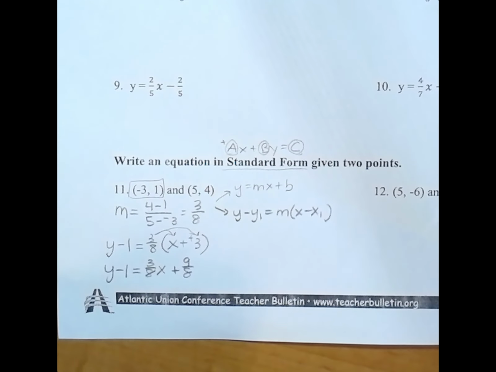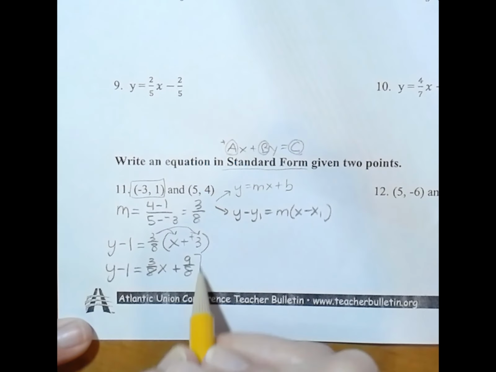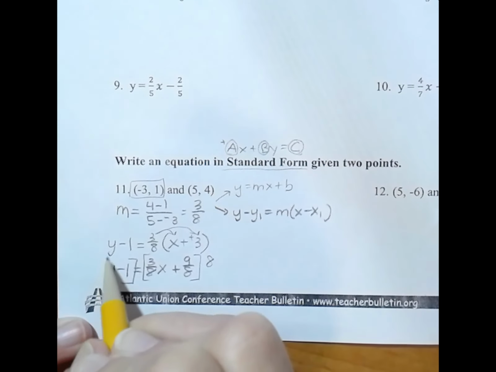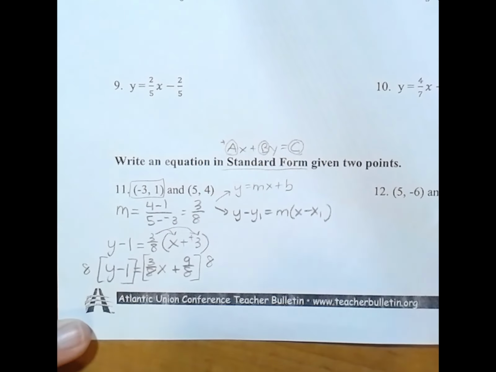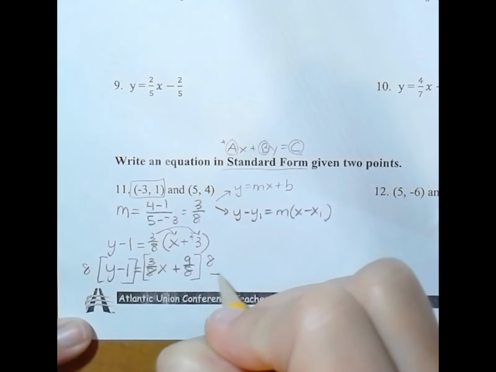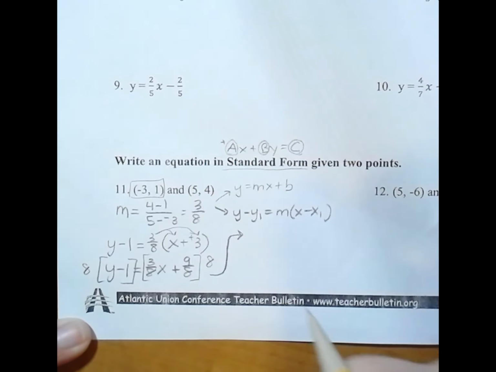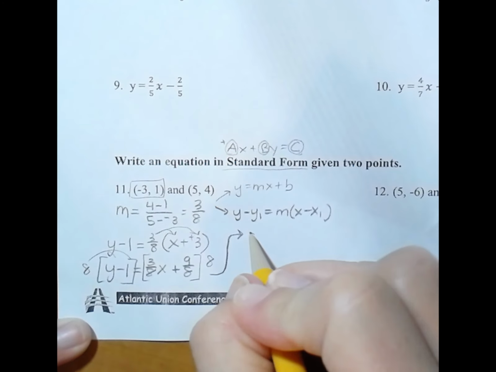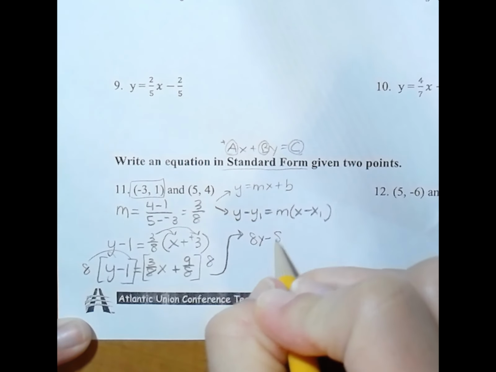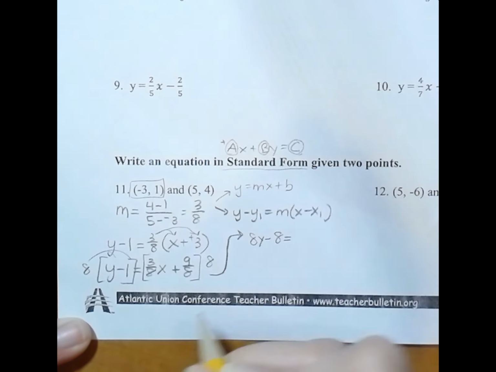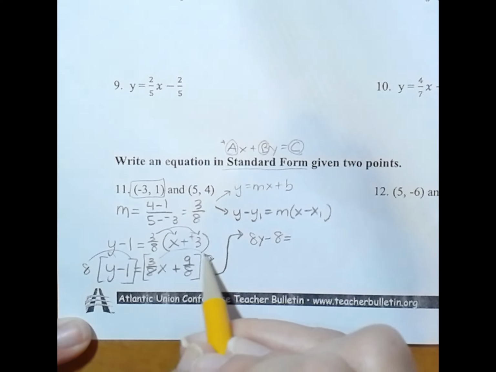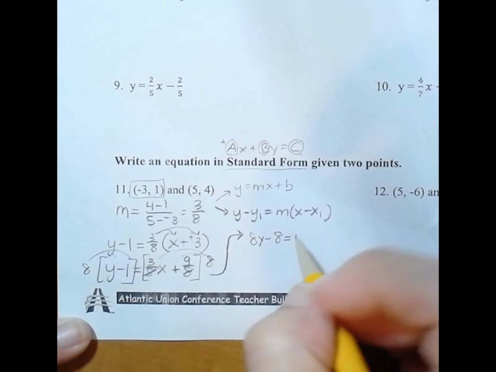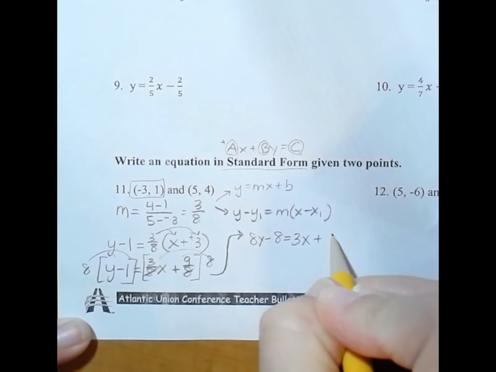We need to clear our fractions. So let's multiply both sides by 8. That's going to help us get rid of that denominator. So there's not a lot of room here. Okay, on this side, I would have 8y minus 8. On the other side, when I multiply these by 8, the denominators cancel. So I get 3x plus 9.